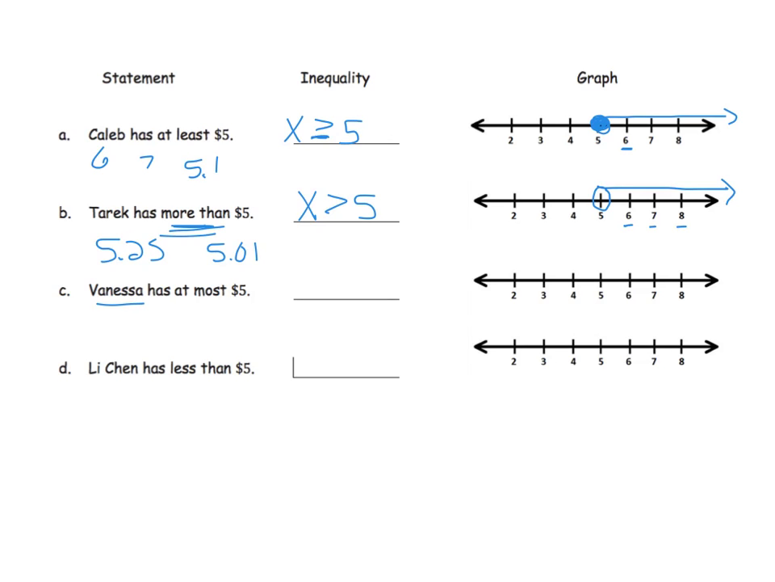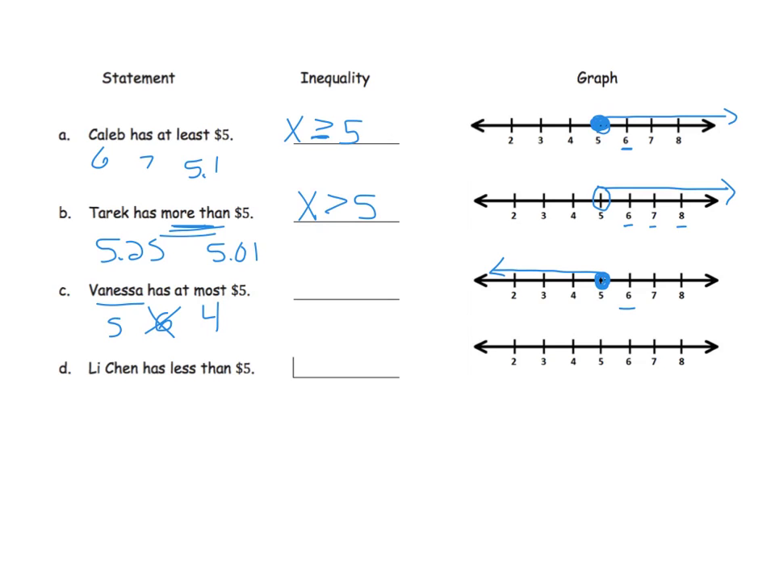Vanessa has at most $5. So if she had 5 exactly, would that be true? She has at most $5. Yes. So we're going to put a closed circle there because that is a solution. At most. If she had 6, would that make a true statement? 6 is at most 5? No, because it's more than 5. What about 4? 4 is at most 5. So anything less than this would work.